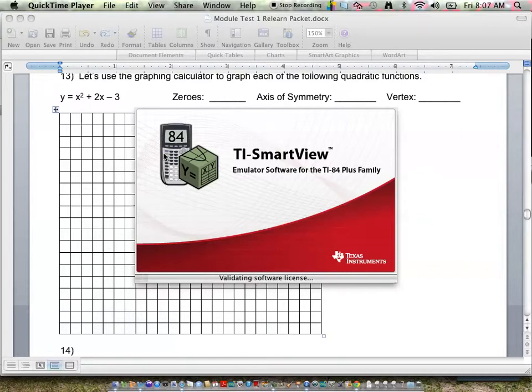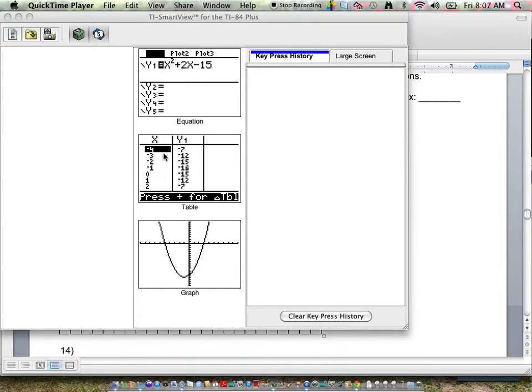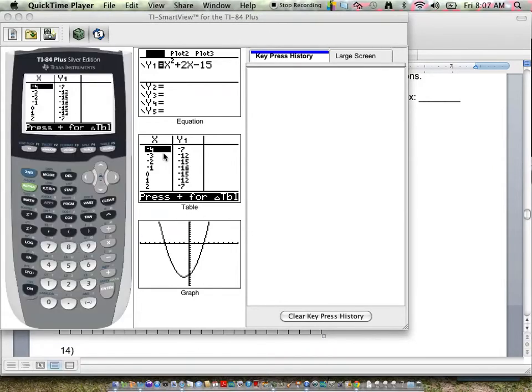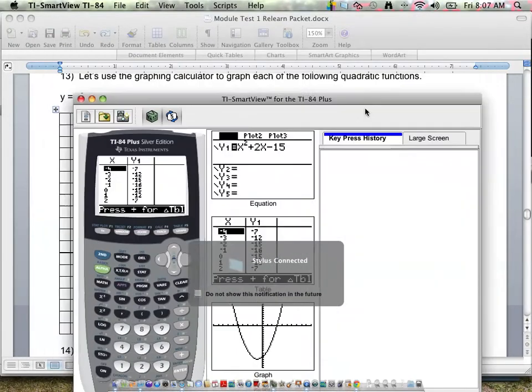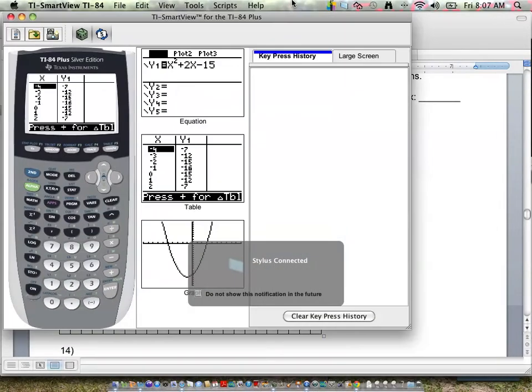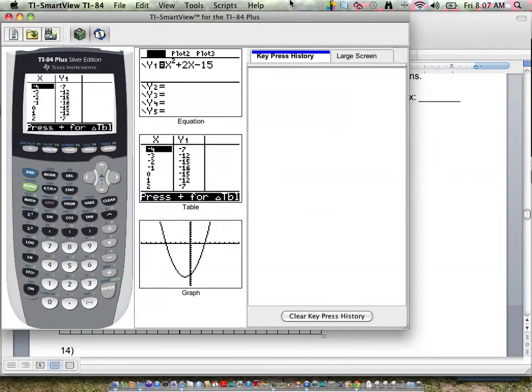Okay, so now we're going to graph the quadratic. In order to graph the quadratic, we should be using the calculator. So I'm going to do this entire question on the calculator. It's, I believe, y equals x squared plus 2x minus 3. Yep. And then I'm going to ask for the zeros, the axis of symmetry, and the vertex. And some people had a problem with answering those three different things.